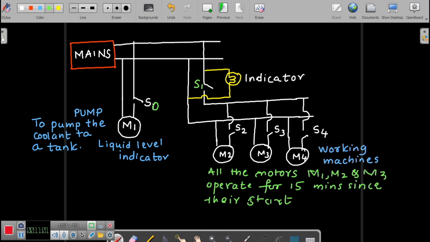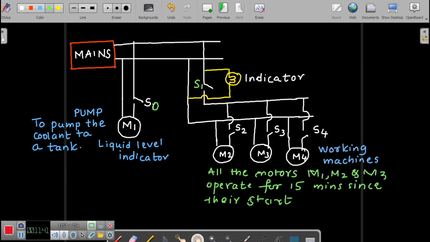Now, whether S2, S3, S4 are simultaneously turned on or turned on in a sequential manner all depends upon the operator. That is not specified here. We know that only upon turning on of S2, S3 and S4, the corresponding motors M2, M3 and M4 will be turned on for 15 minutes, and after the 15-minute time has elapsed, the motors will be automatically turned off. So this is a kind of situation where you have the operations to be carried out in a sequential manner.